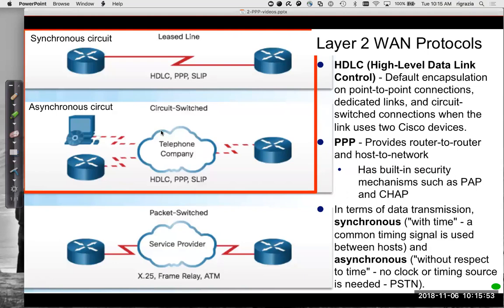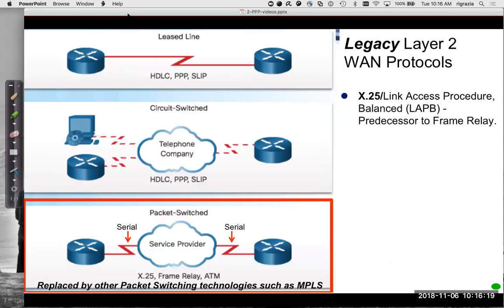Asynchronous means without respect to time. There's no clock or timing source needed, and this is what you see in the PSTN, public switched telephone network. There's also another type of protocol used in circuit switching called SLIP, Serial Line Internet Protocol, but that's been displaced by PPP. In the world of packet switching, first of all, packet switching does use serial to connect to the packet switched network.